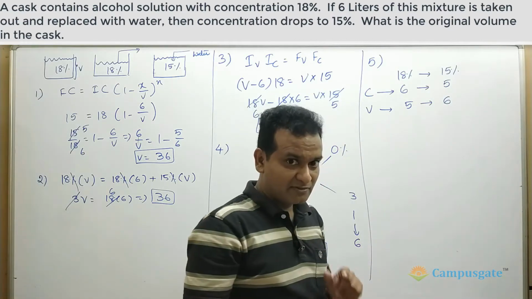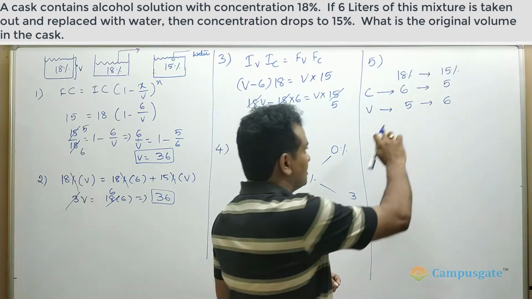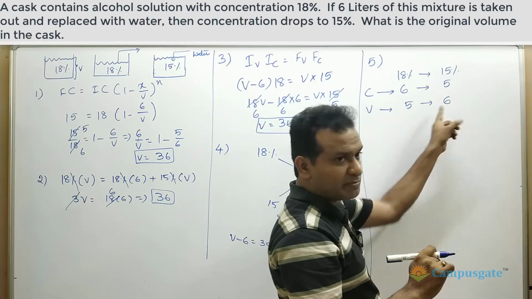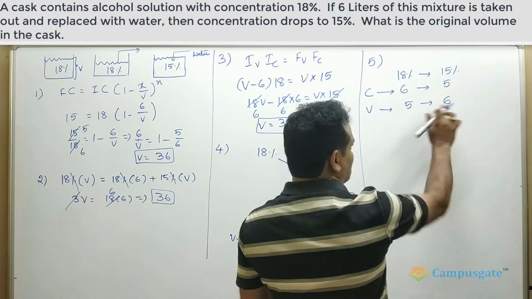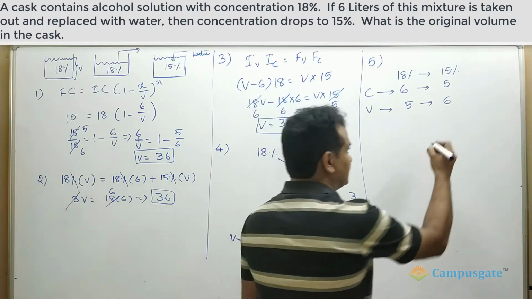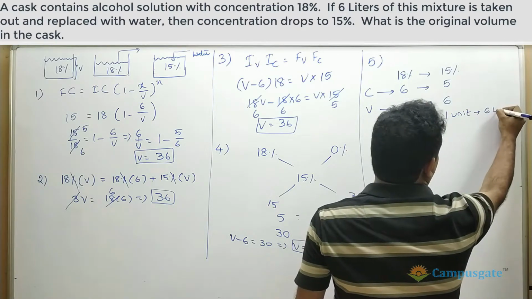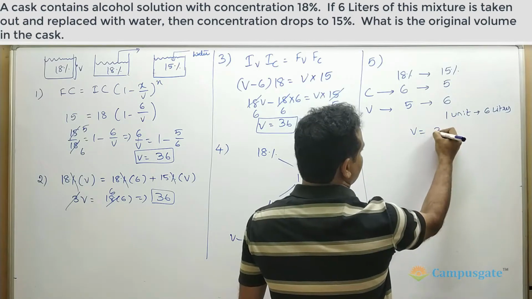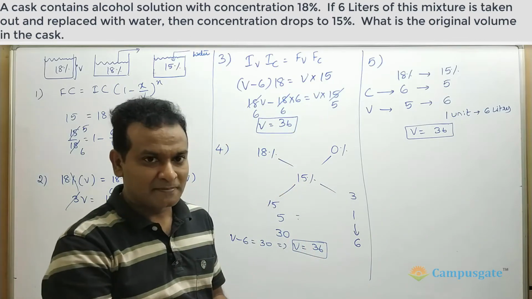What is 5 here? 5 is the volume just before the addition of the pure component. For that, we added 6 liters so that the final volume became 6 units. That means there is a change of 1 unit from 5 to 6. That 1 unit we know is equal to 6 liters. That is the pure component we are adding. So here 1 unit equal to 6 liters. 6 units is how much? 36. Therefore, V equal to 36. This is another way of solving.